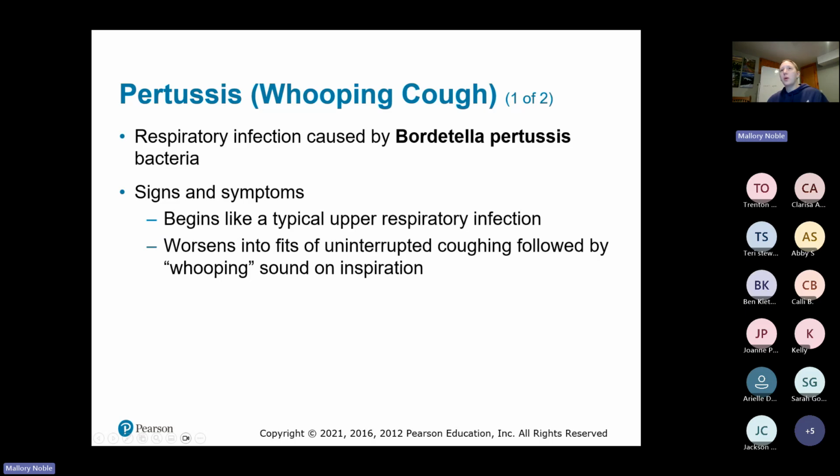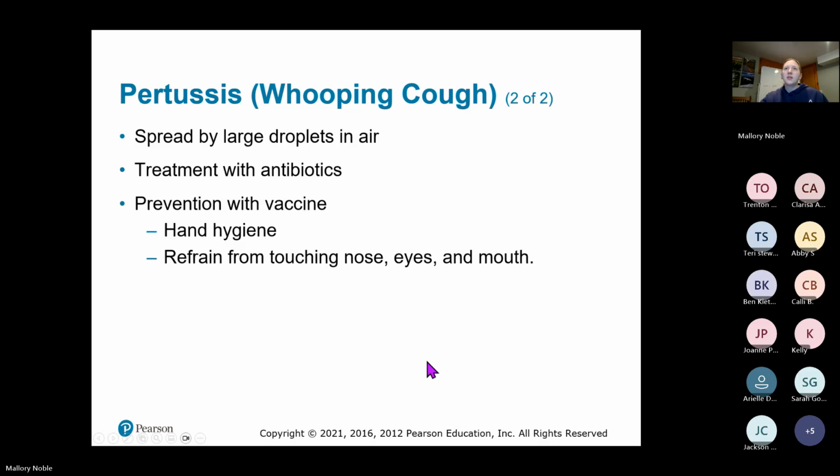Pertussis, otherwise known as whooping cough. This is another one we're going to highlight. So anytime you hear the whooping sound, you're going to think pertussis or whooping cough. Or anytime you see it written on an exam or a test that your patient has a whooping-like cough or a whooping sound, what is that? Well, it's pertussis or whooping cough. Okay. This is spread through large droplets in the air. Treatment is with antibiotics and prevention with vaccination, good hand hygiene, and again, refrain from touching the face.